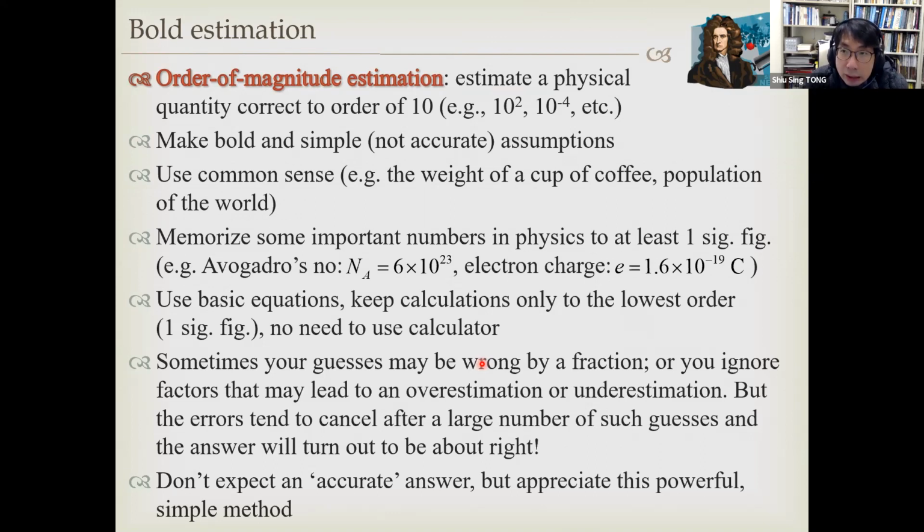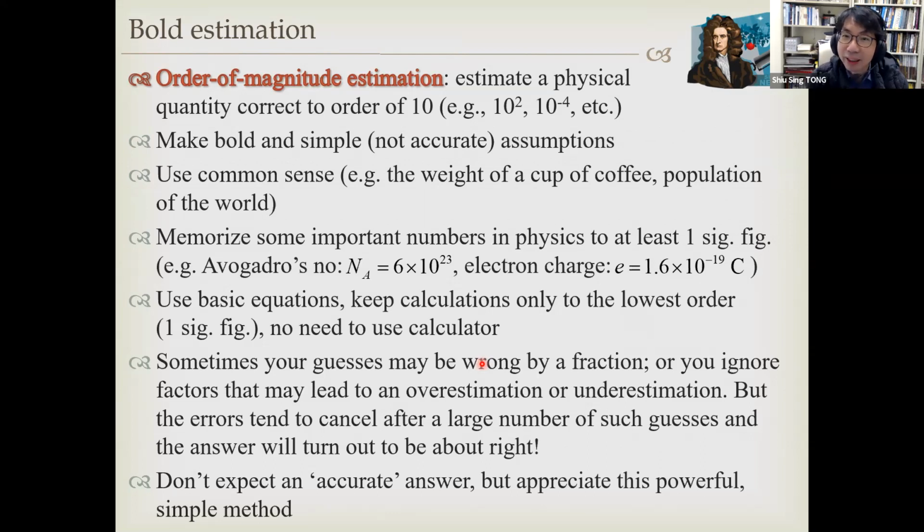So in this method, we are going to make bold and simple assumptions to do the estimation. Bold means that we are brave. We are not afraid of being wrong. And we also make simple assumptions. Although they are not accurate, we still do that because we do not want a very accurate result. We only want to estimate the order. So it doesn't matter whether the numbers are accurate enough. And we also make use of our common sense.